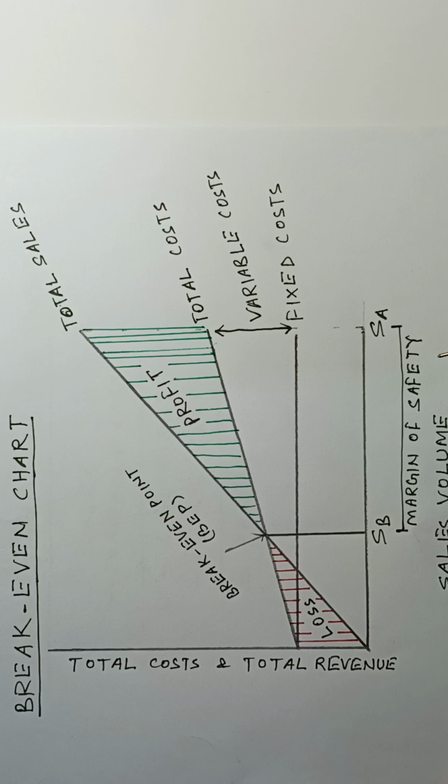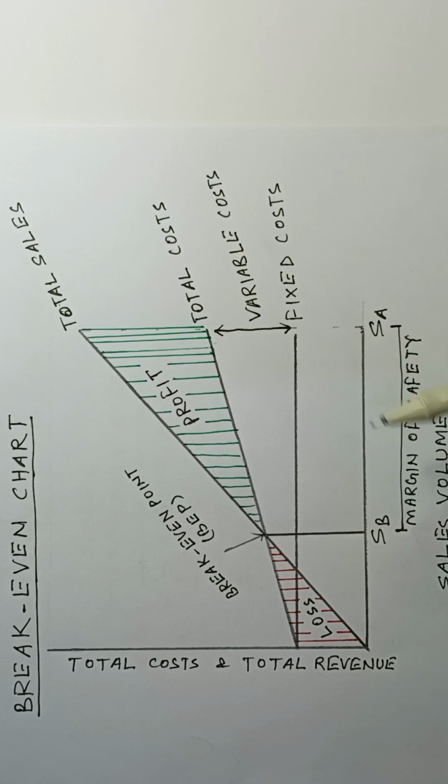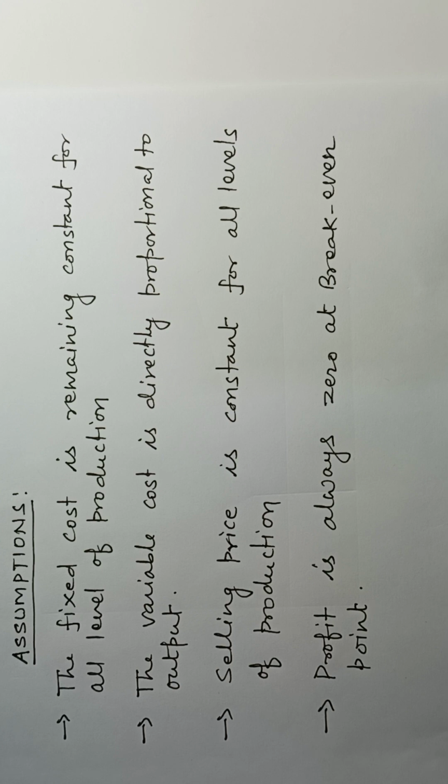So break-even chart is very important tool in the hands of management for taking various decisions. From this chart, management can find out the level of profit at different level of production. It also tells the level of production where profit is zero. There are certain assumptions related to break-even chart. Here we will see one by one.